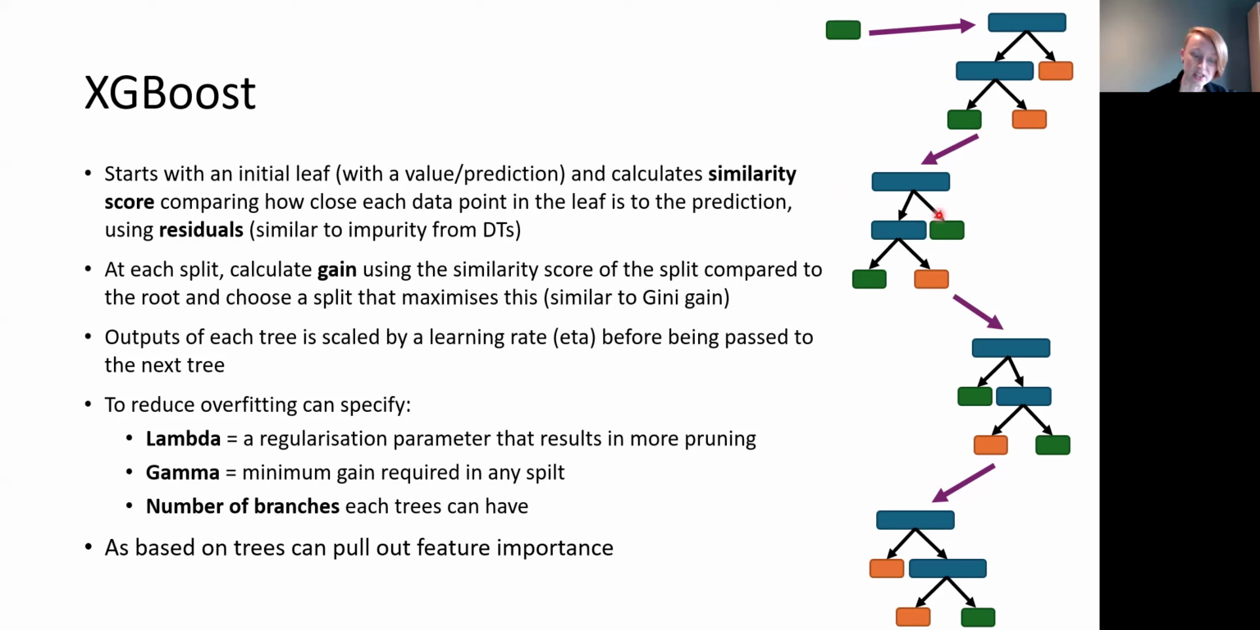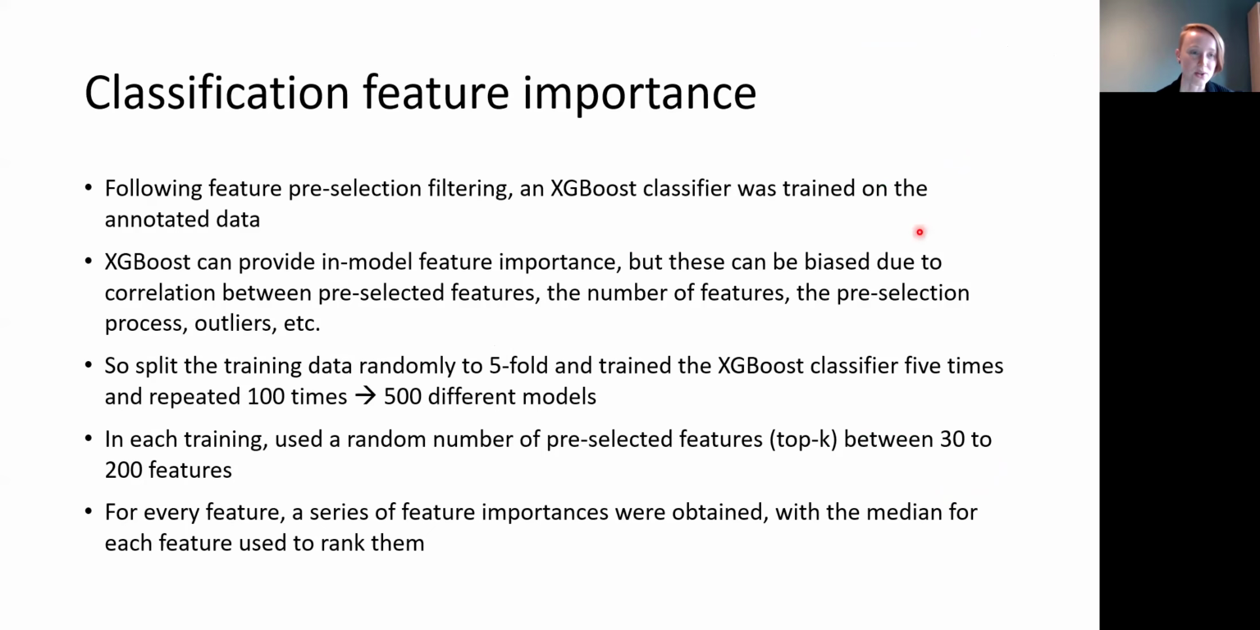As XGBoost is based on these trees, we can pull out feature importance in a similar way to how we could with random forests. Pulling out classification feature importance was something they certainly did in this paper. Once it had been trained, you can use some in-model feature importance, which is based on the gain that we saw in the previous slide.